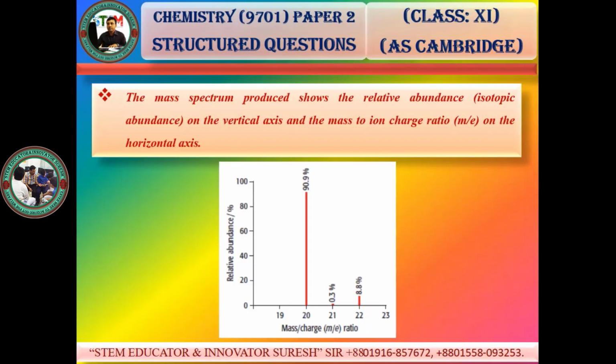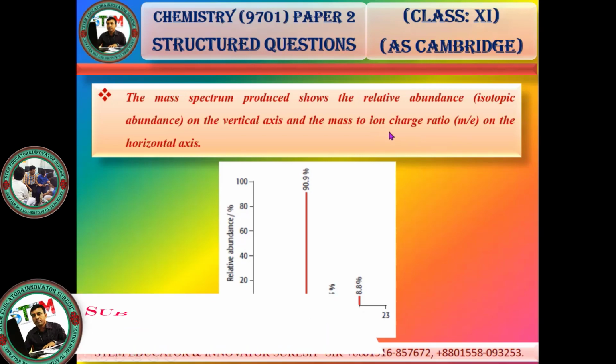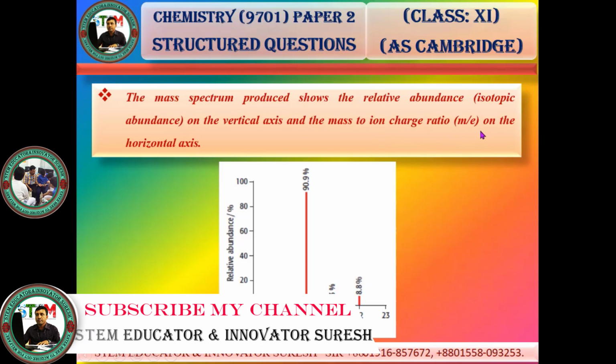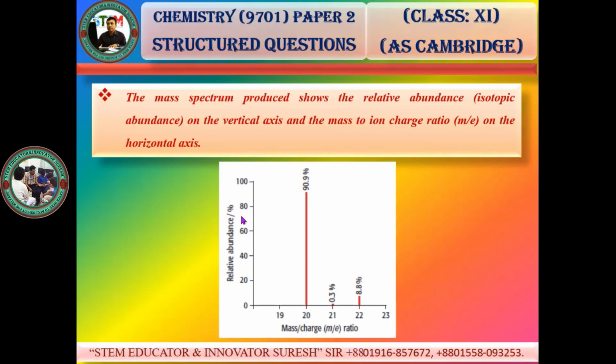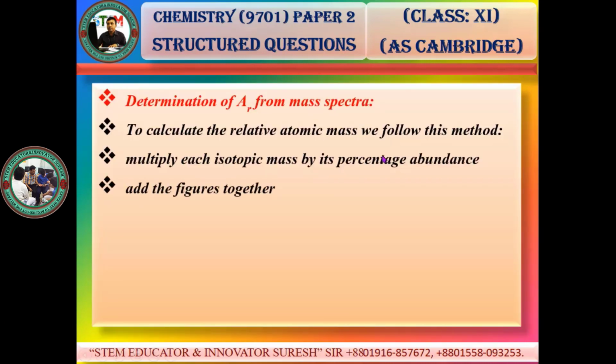We want to see the mass spectrum produced. It shows the relative isotopic abundance on the vertical axis, and the mass to charge ratio, m/e, on the horizontal axis. So we are getting from here the information which is recorded by the computer, as observed in the previous mass spectrometer diagram.